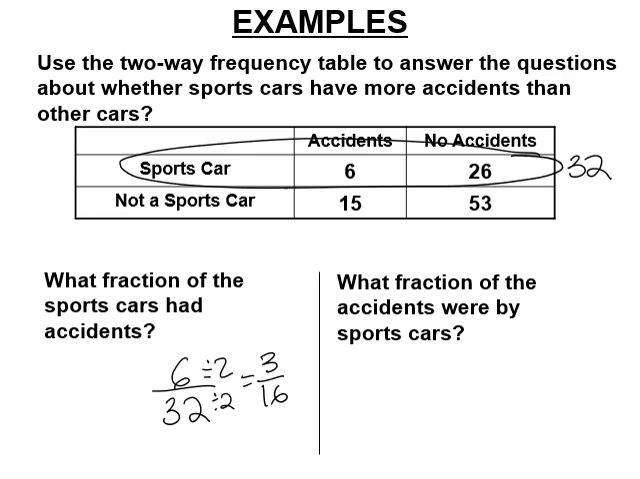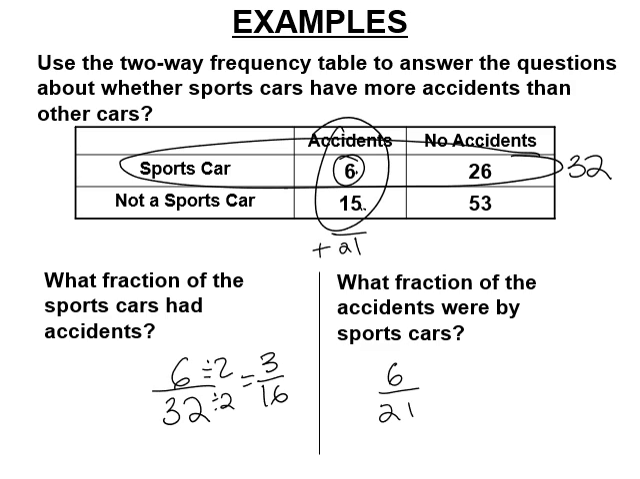What fraction of the accidents were by sports cars? It seems like a similar question, but it is different. So here are the number of accidents, right? In this study, there were 6 plus 15, or a total of 21 accidents. What fraction of the accidents were done by sports cars? Well, 6 out of 21, right, of the accidents.